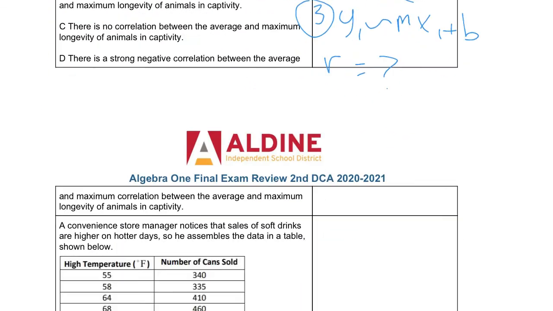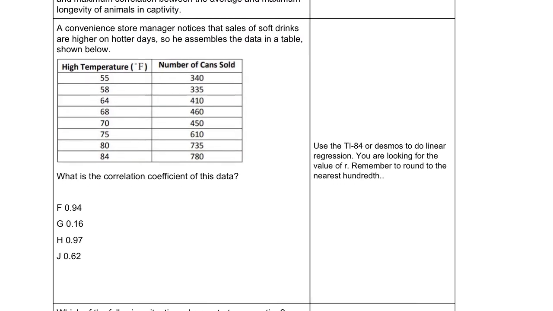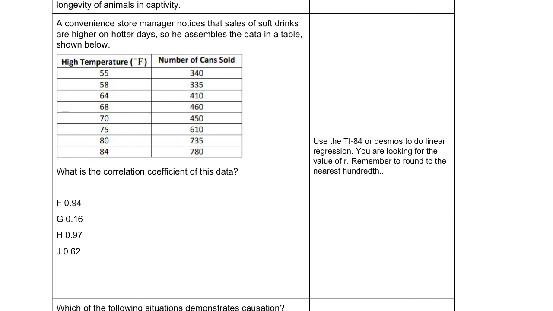All right. For the next one, a convenience store manager notices that sales of soft drinks are higher on hotter days, so he assembles the data in a table shown below. What is the correlation coefficient of this data? Again, same thing. I'm going to write down the steps just so that we know what they are by heart. So the first step is going to be click on the plus sign and add table.